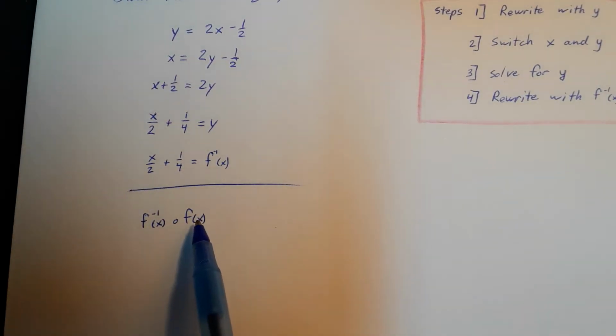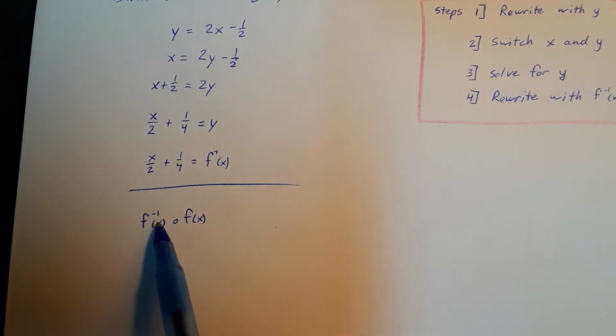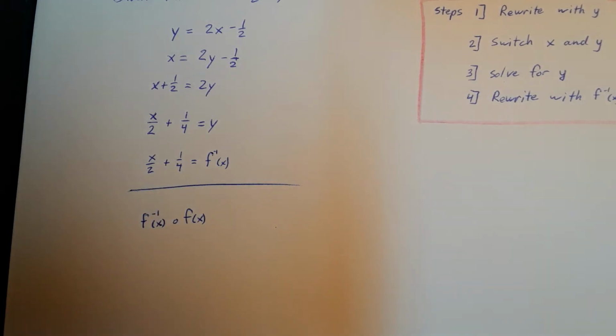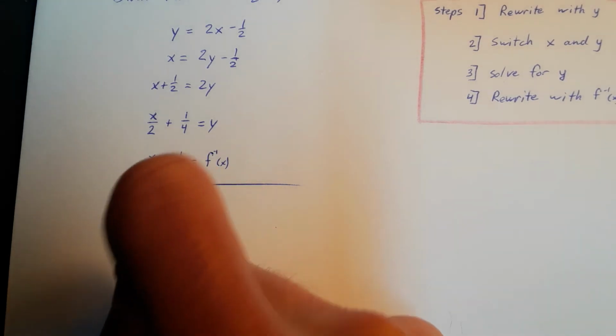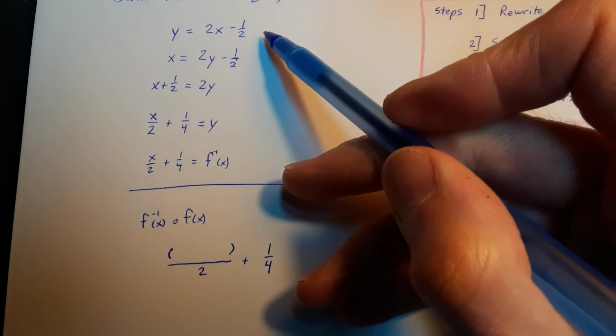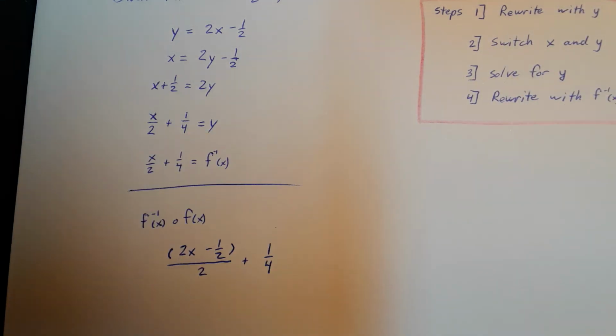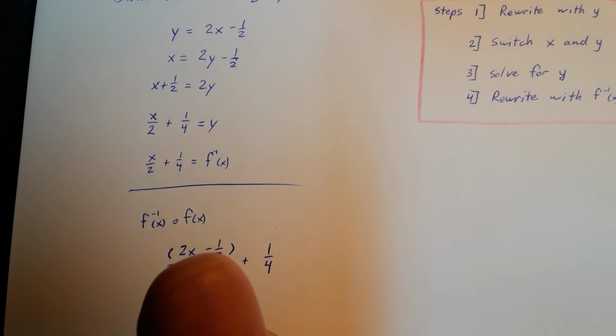I'm going to stick the f of x function inside the inverse. So I'm going to write the inverse down first, but instead of writing the x here, I'm going to leave that as open parentheses. And then I'm going to put this original function into these parentheses, and then we are going to simplify this. So we have 2x divided by 2 will give us x.